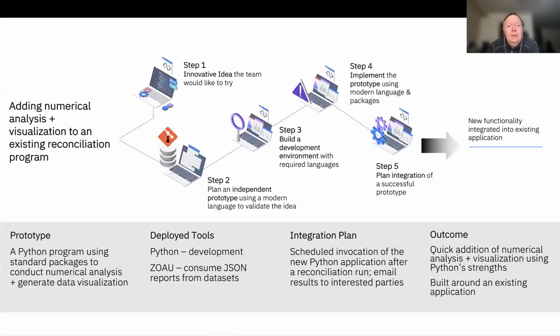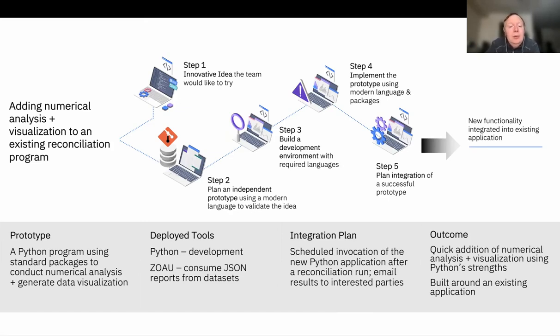Some specific examples around, okay, let's take things. I touched a little bit on this one. Let's add some numerical analysis and visualization to an existing reconciliation program. Let's say we've got some COBOL program that's doing some reconciliation of some ledger or something of that nature. In this case, we want to prototype this. Let's see what I can do, let's see what kind of picture I can come up with. And the team is like, maybe if I create a Python program that can use some of these standard packages like NumPy and Matplotlib, I can deploy these kinds of things. I can do something quick and give us a new view of the data.